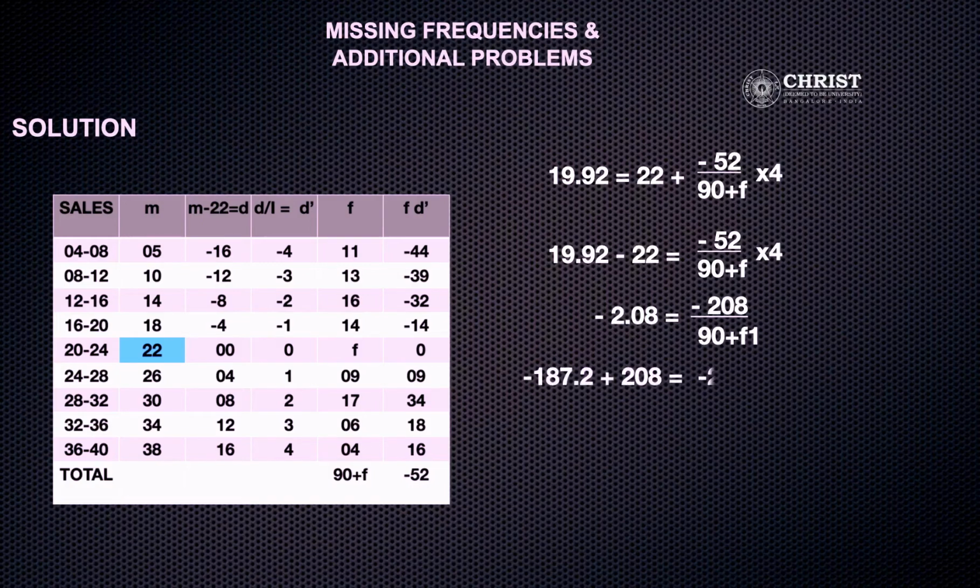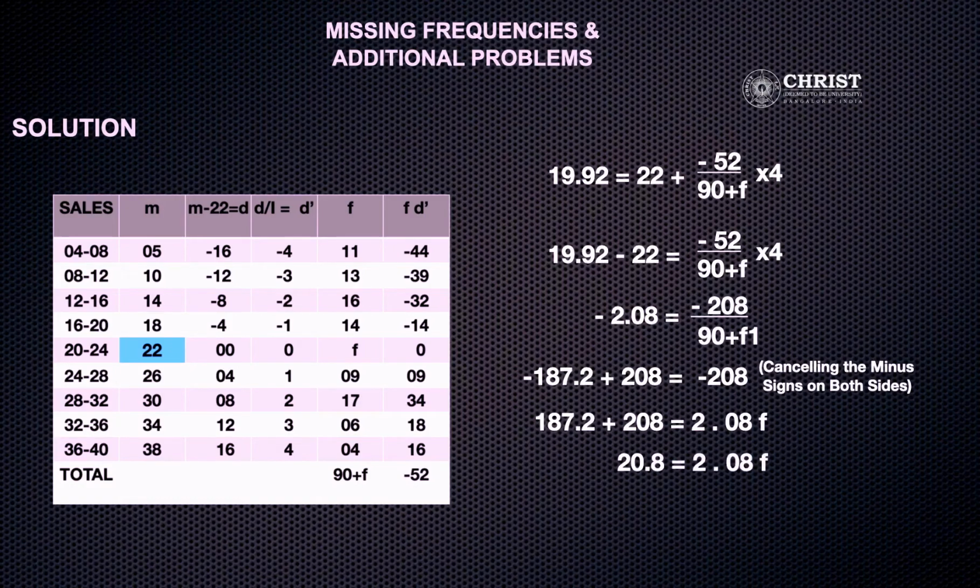So you will get minus 187.2 minus 2.8f is equal to minus 208. Now you can cancel the minus signs on both sides, then it will become positive. So you are getting a positive equation: 187.2 plus 2.8f is equal to 208. So 208 minus 187.2, you will get 20.8. That is equal to 2.08f. So the f value is equal to 20.8 divided by 2.08, that is equal to 10. Therefore, the missing frequency value is 10.